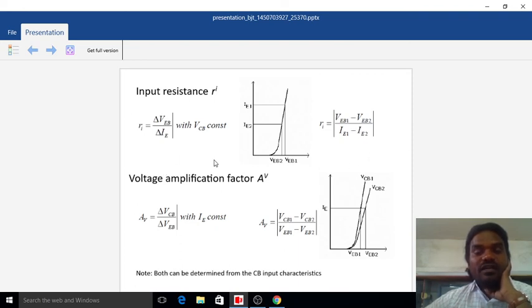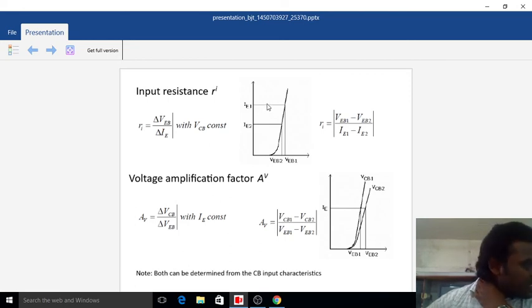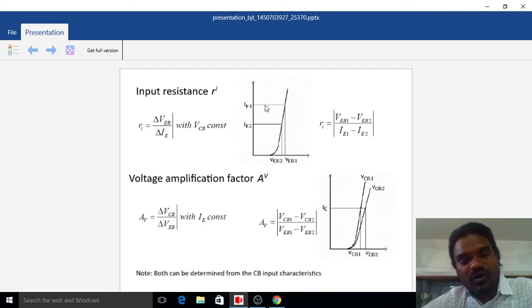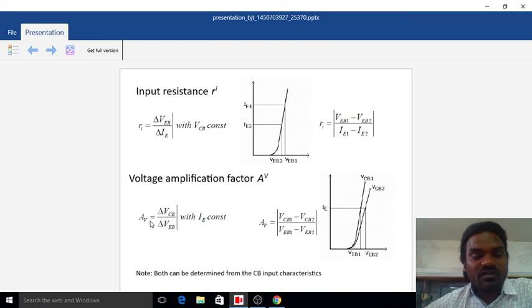Next thing we can define is the voltage amplification factor. Voltage amplification is also named voltage gain. Voltage gain is the output voltage by the input voltage. We have two voltages: the input voltage is VEB and the output voltage is VCB. So the voltage gain is output voltage by input voltage. That amplification factor is denoted AV. AV is equal to change in VCB by change in VEB, where IE is constant.